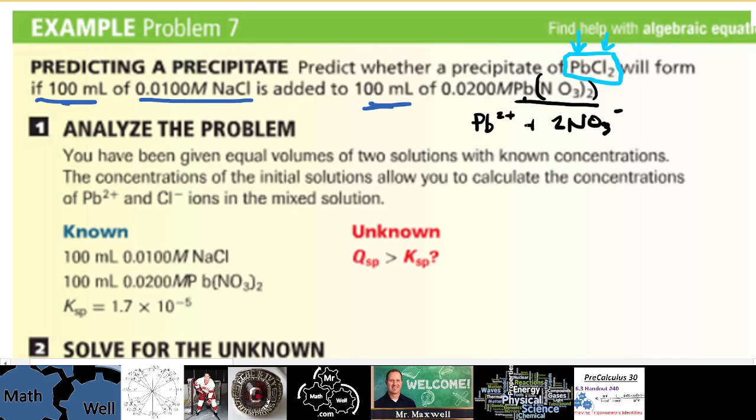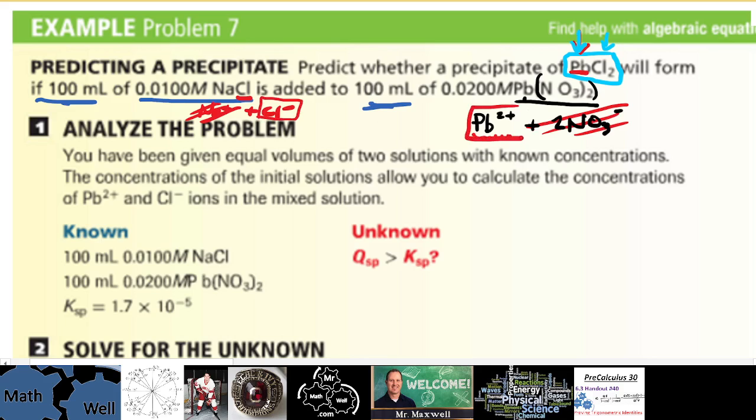Now, these nitrate ions are not going to be involved in the question. They're just going to be floating around, because what we're interested in is whether we're going to get any PbCl2. So I'm concerned about the Pb2+ for sure. Over here, we're concerned about the Cl, so this is going to give us Na+ and Cl-. I need to know not about the Na, but how much Cl- we have.